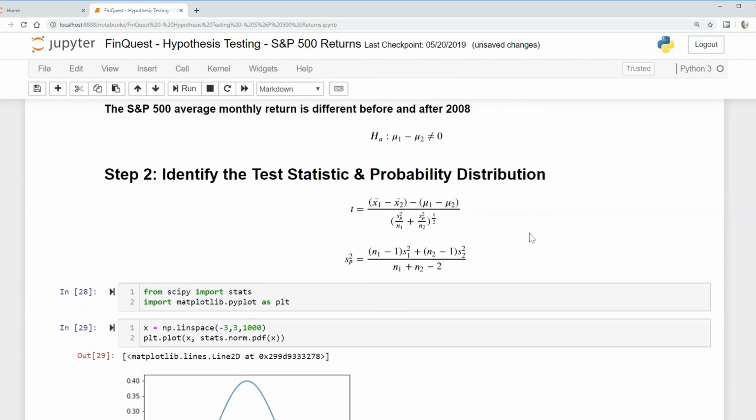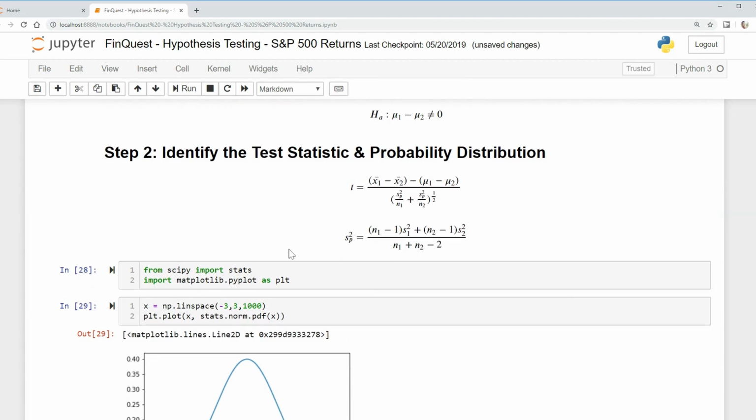In our next video, we're going to identify the decision rule, and that decision rule will be used to see if our t-statistic is greater or less than that decision rule.